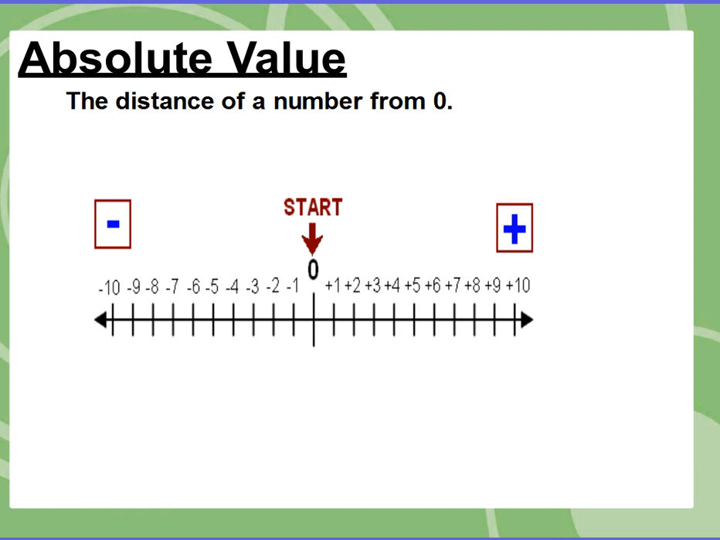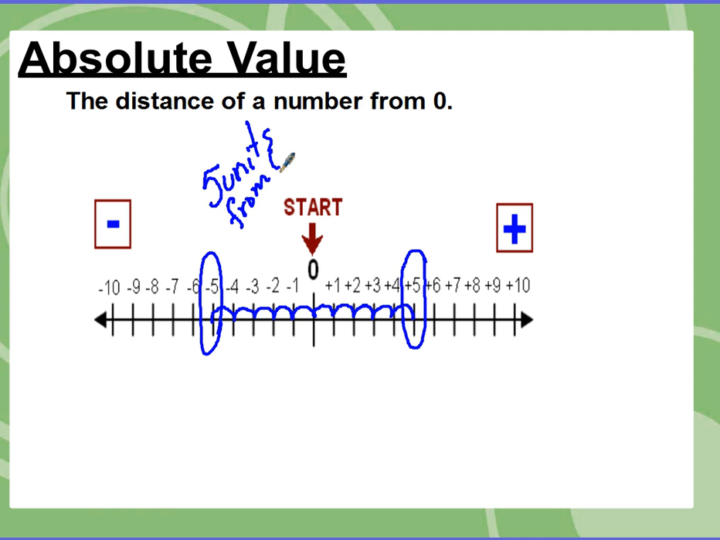So if I am dealing with the number 5, 5 is 5 spaces from 0. Well, -5 is also 5 spaces from 0. So both 5 and -5 have an absolute value of 5. They are both 5 units from 0. Make sure this is in your notes.